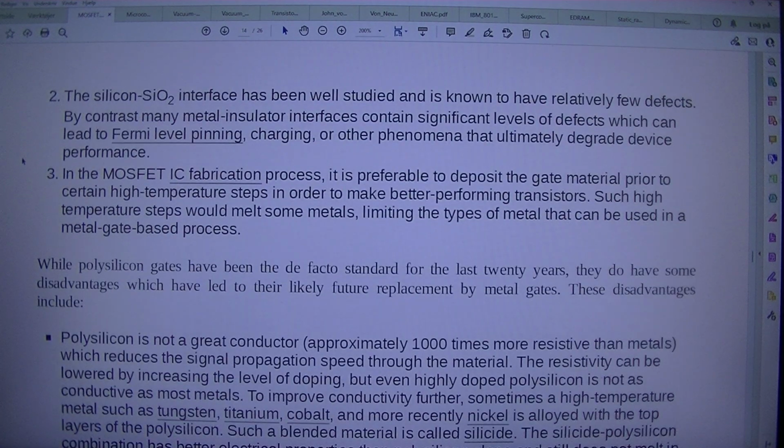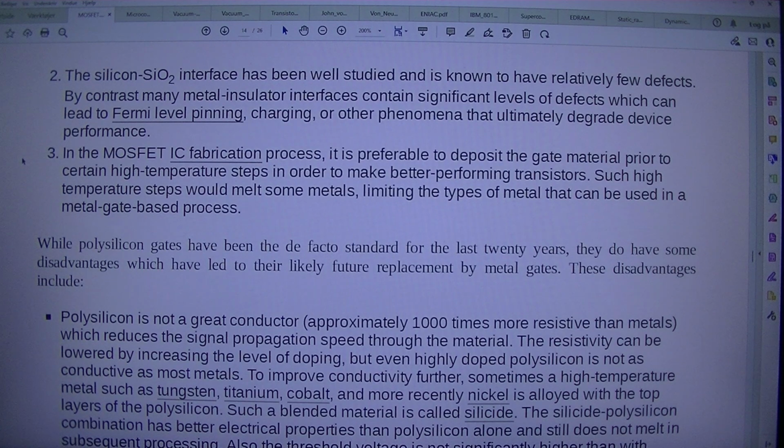2. The silicon-SiO2 interface has been well studied and is known to have relatively few defects. By contrast, many metal-insulator interfaces contain significant levels of defects which can lead to Fermi-level pinning, charging, or other phenomena that ultimately degrade device performance.